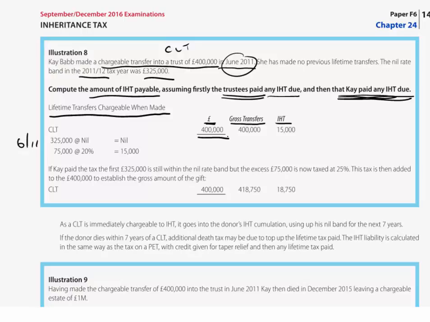Right, we then have to tax it. Do we go above the nil rate band? Yes. £325,000, there were no previous lifetime transfers, so she enjoys the full use of the nil rate band.